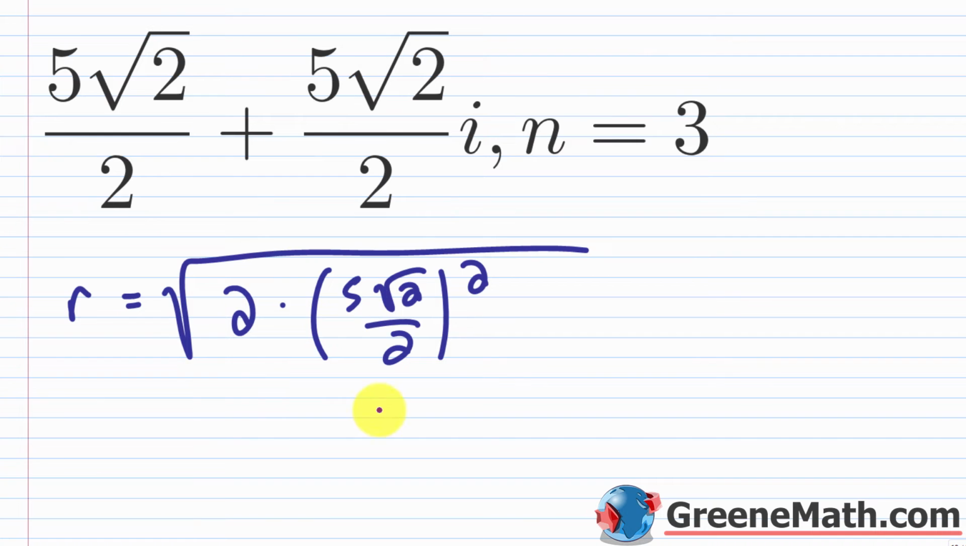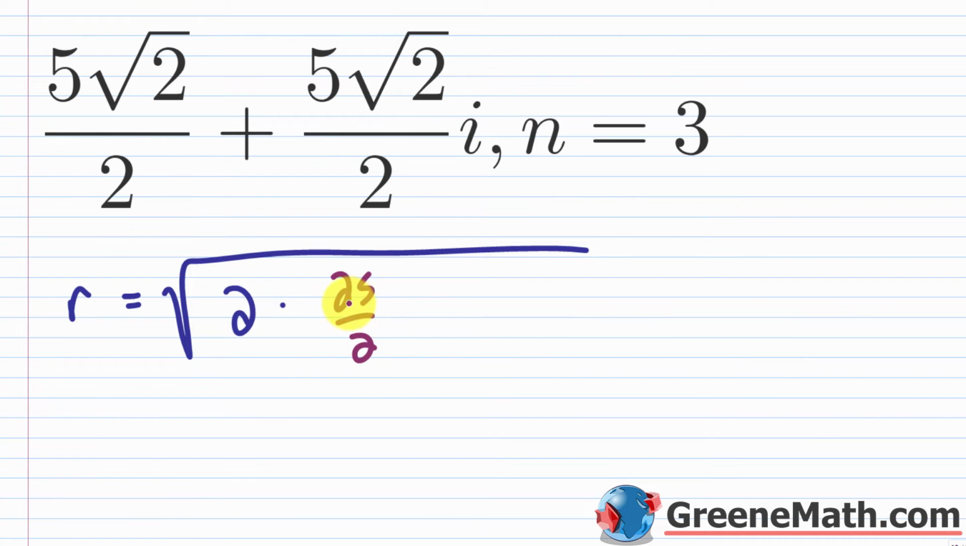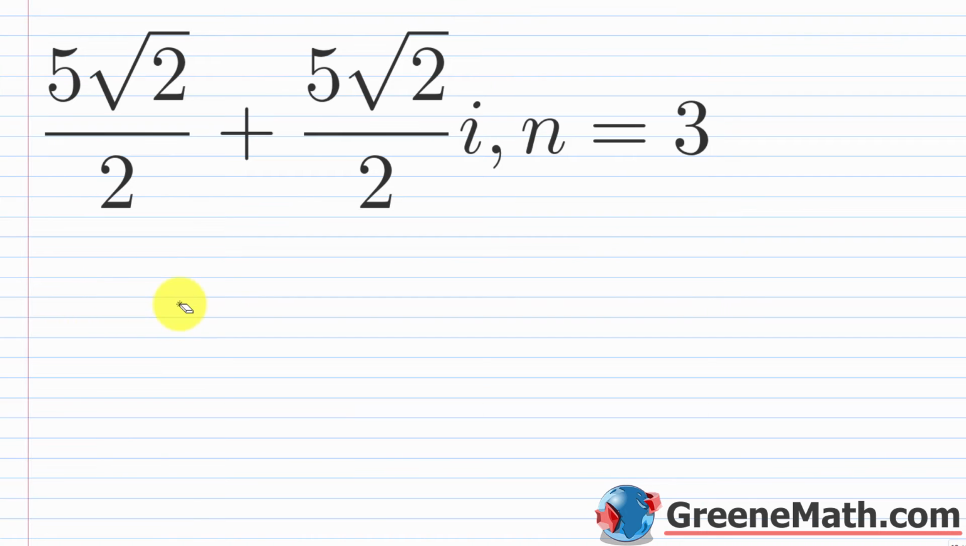So this guy right here, 5 squared is 25, and then the square root of 2 squared is 2, and then 2 squared is 4. So this is going to be 25 over 2. And so let me get rid of this and say this is 25 over 2 times 2. The 2's would cancel. So this is the square root of 25, which is going to be 5. So let's say that this is 5 times the quantity cosine of, I think we can just look at that and tell that that's going to be 45 degrees, or pi over 4 in terms of radians, plus I times the sine of pi over 4.